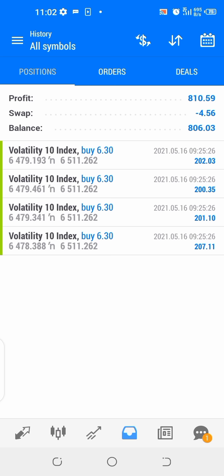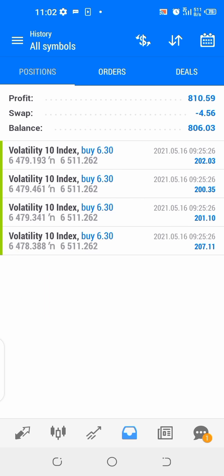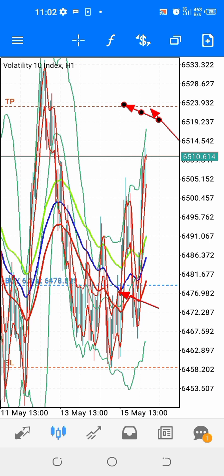So I held this trade for, this is the third day, like I told you. This is the third day for holding this trade, right? So I'm still going to hold this trade till price gets to the final TP.